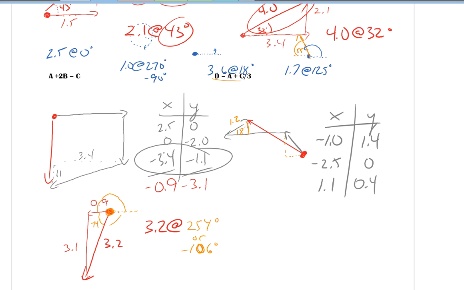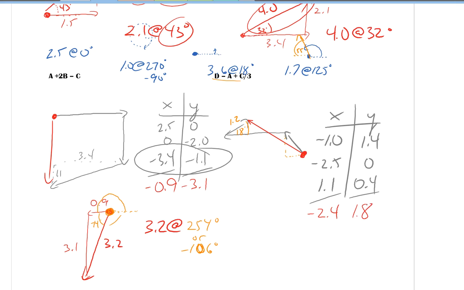All right, so positive-negative check. That last vector is going to the right, so the x component is positive. That's fine. It's on its way up, so the y component is positive. That's also fine. So they're all put together, and now I am going to add them all up. I've got the -1, I'm going to add that to the -2.5, and then add the 1.1 to it. Our total x component is -2.4. Adding 1.4 plus the 0.4, we've got a total y component of 1.8.